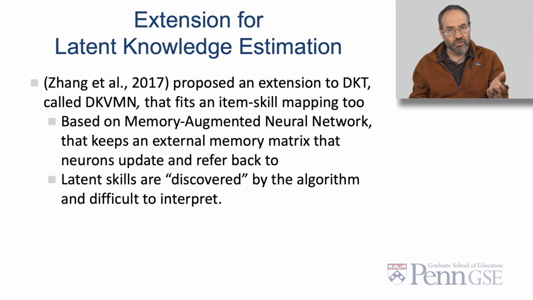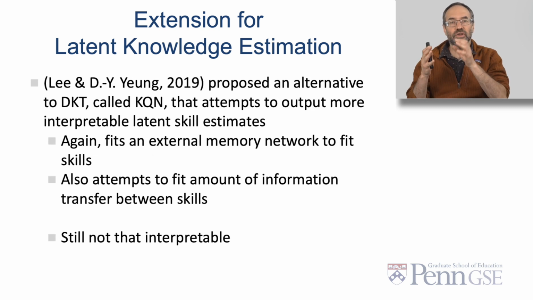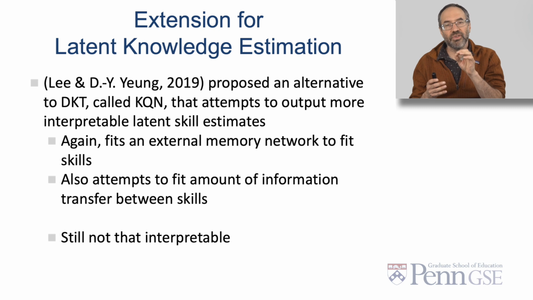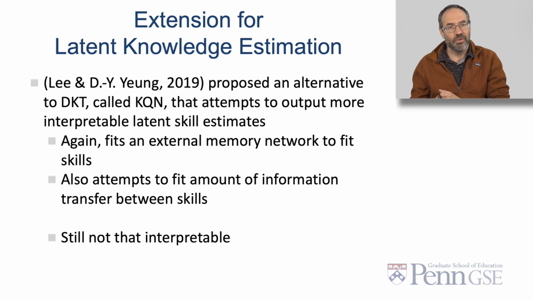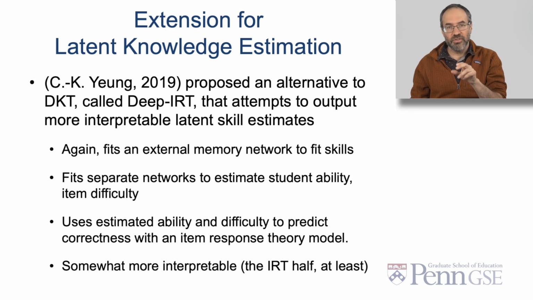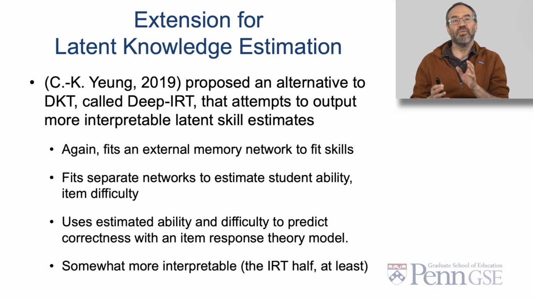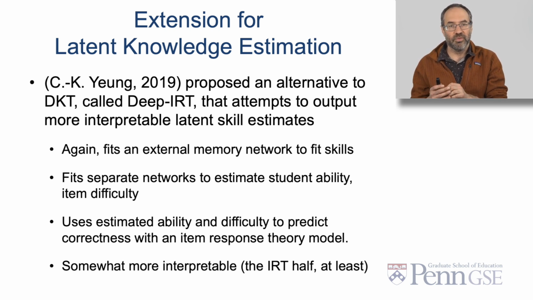In further work, Lee and Yeung proposed an alternative to DKT called DKT-KQN that attempts to output more interpretable latent skill estimates. It again fits an external memory network to fit skills, and it also attempts to fit the amount of information transfer between skills. But still, in my view, not that interpretable. Yeung 2019, a different Yeung, although actually at the same university, proposed an alternative to DKT called Deep-IRT that attempted to output more interpretable latent skill estimates.